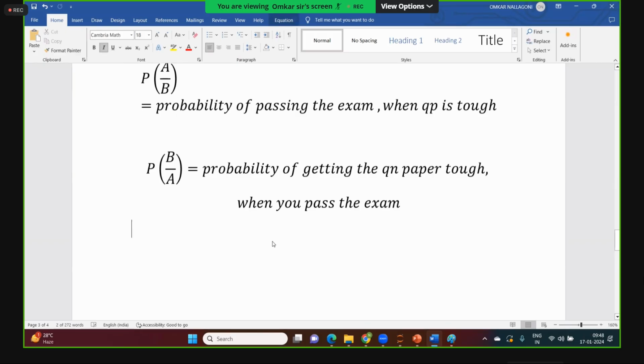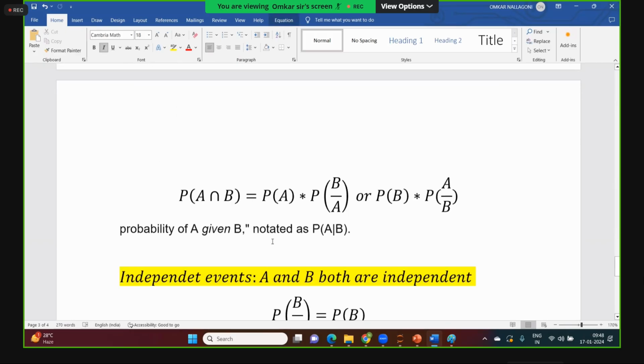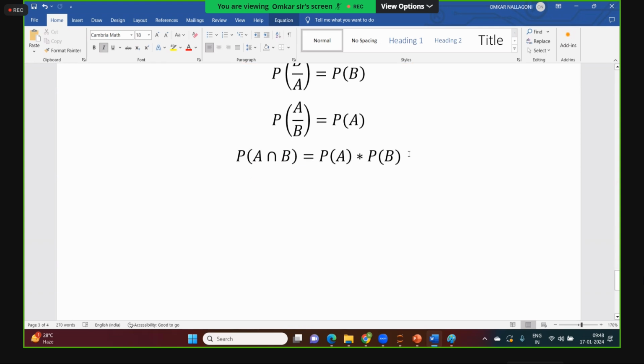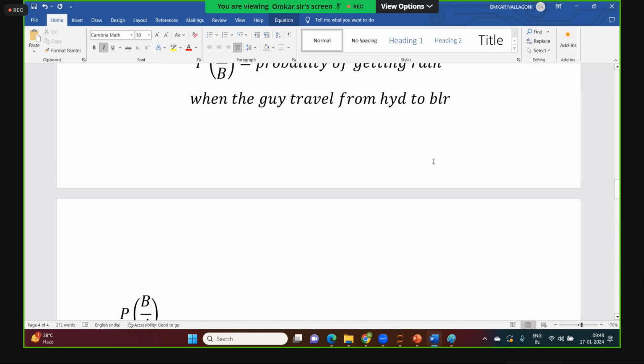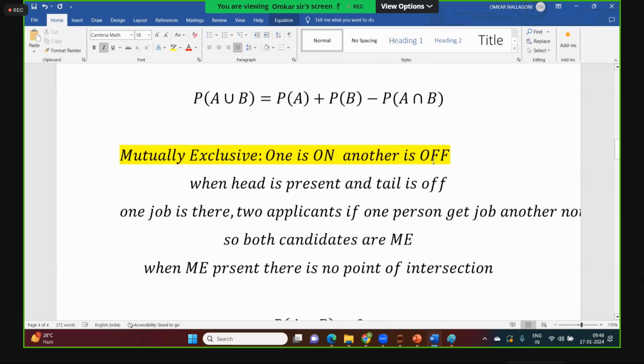Then next. So now there are two theorems. One is the multiplication theorem, and another one is the addition theorem. First one is the addition theorem. The addition theorem formula is something you already know, that we learned in school days.